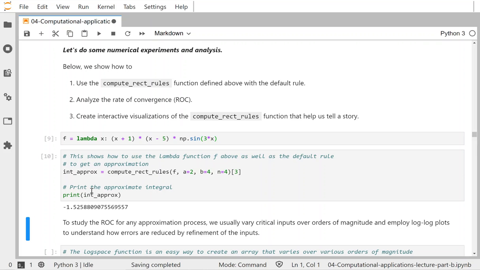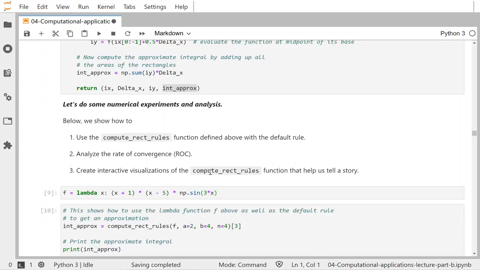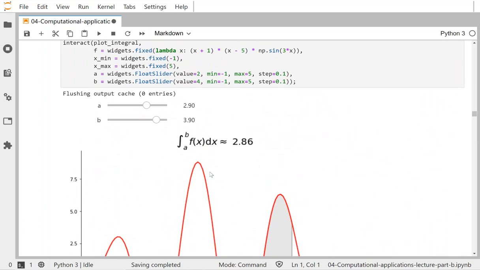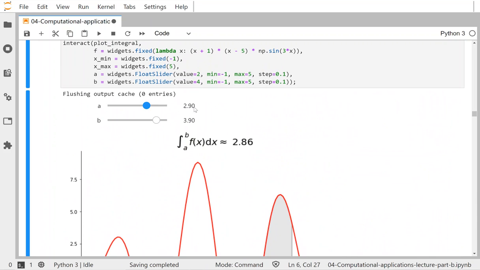Now, is that a reasonable approximation to the integral from 2 to 4? Well, recall here, when we make A 2, and we make B 4, we got negative 1.72.